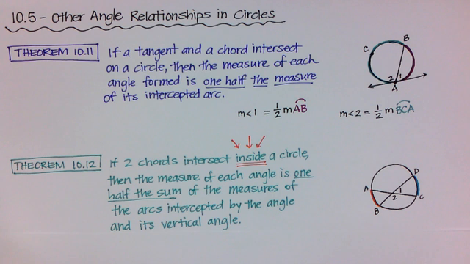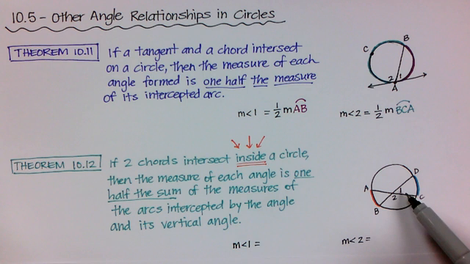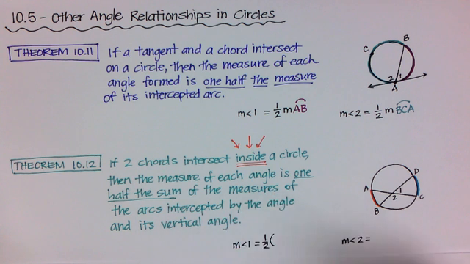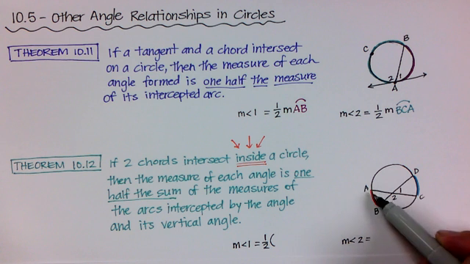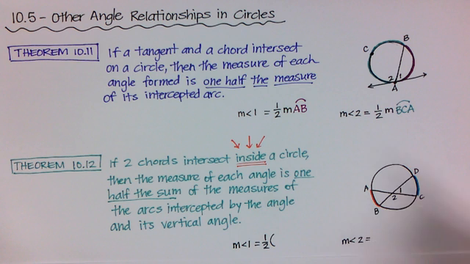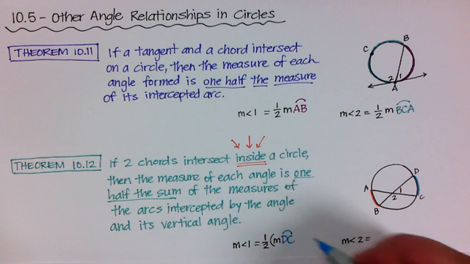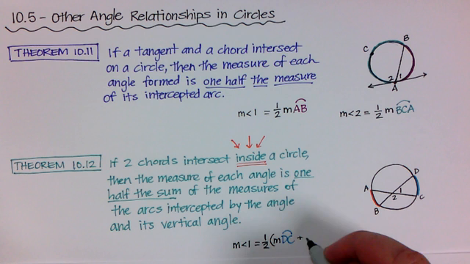So let's break that down, okay? If I was looking at angle 1 right here, then what it's saying is the measure of angle 1 is 1/2 the sum of both of the arcs DC and AB. So the arc that is intercepted by the angle and the arc across from the vertical angle. So it would be the measure of DC plus the measure of AB.